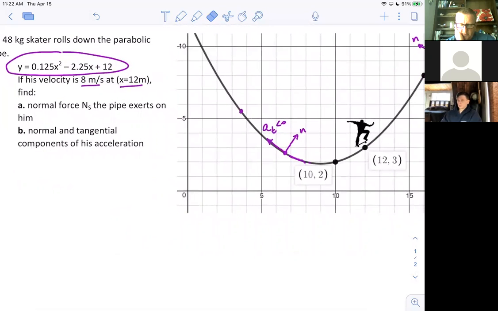So then the problem says, awesome, then find the normal force. And I said N_S for N of skater, the pipe exerts on him. And I asked, what are the normal and tangential components of his acceleration at that point? So all I know is just where he is and his initial velocity. So what are your thoughts? Do you read that and find yourself thinking, gosh, I don't know what I would do?